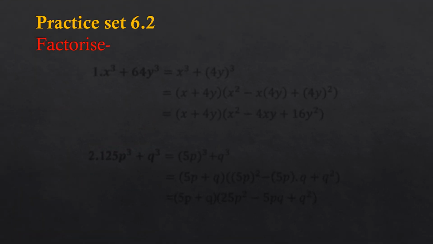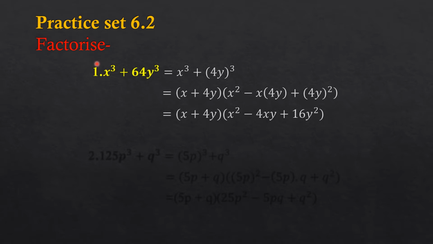Now we can solve some examples using this formula. Practice set 6.2. Question is factorize. Example number 1. x cube plus 64y cube. We have to factorize this. Now 64y cube can be written as (4y) whole cube. So we can write x cube plus 64y cube is equal to x cube plus (4y) whole cube.